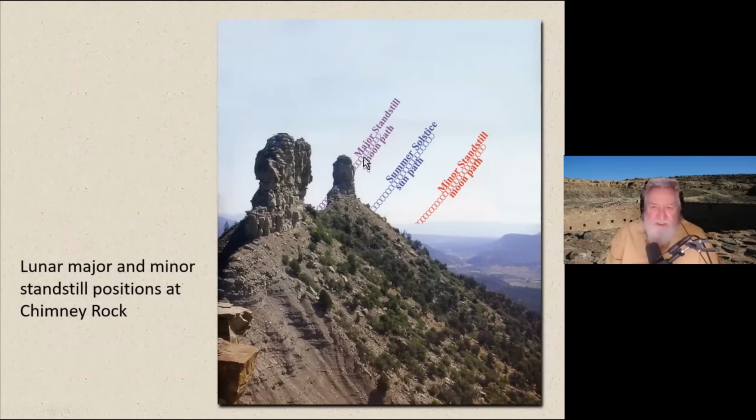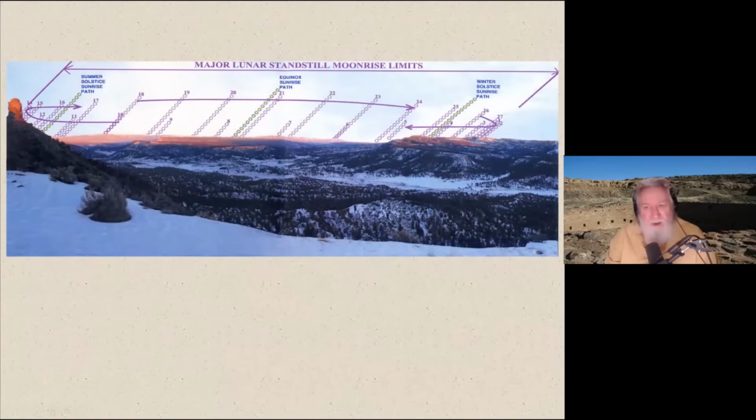See that major standstill of the moon path, rising right there between the two pillars. And this is from the vantage point of the observatory. Summer solstice sun path, minor standstill moon path. And here's the whole calendar laid out on the horizon. And it's quite a spectacular feat that they came up with.